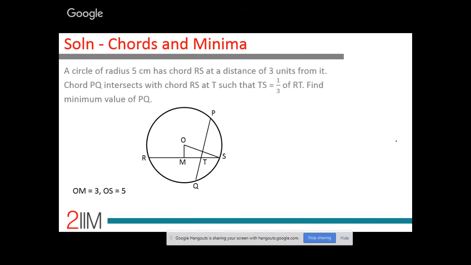Okay, TP into TQ equals TR into TS. Okay, so TR into TS is 12. So TP into TQ is 12. That we know. So PT into TQ is 12. How do we find minimum value of PQ from that? You can find cases, it can be either 1 and 12, 2 and 6, okay. 4. Okay. Minimum is 4 plus 3. Why not 12 by 5 into 5?